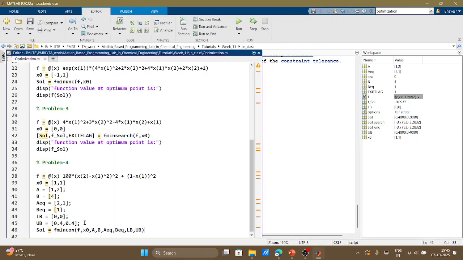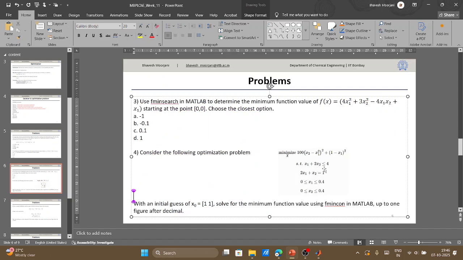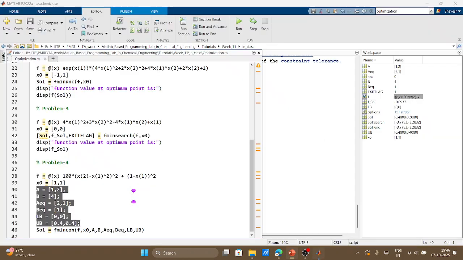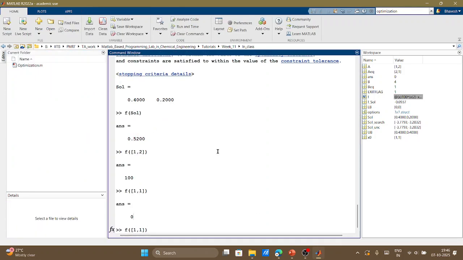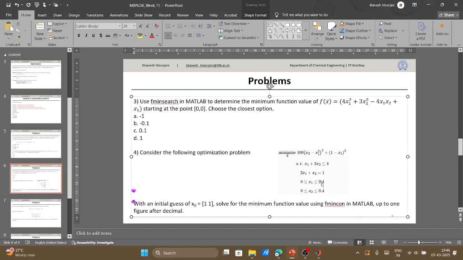I'm just looking at one part only, but this solution is subject to all the constraints also, right? So I have to look at the constraints also, that these are satisfied. The function value is minimum following these constraints at this particular point only. The point is 0.4 and 0.2, where your function value is 0.52, right? Obviously for 1, 1 it gives the value 0, but then your x1 and x2 cannot be greater than 0.4. It should be within the 0.0 and 0.4 that has been provided. So this is how you can solve the constrained problem.